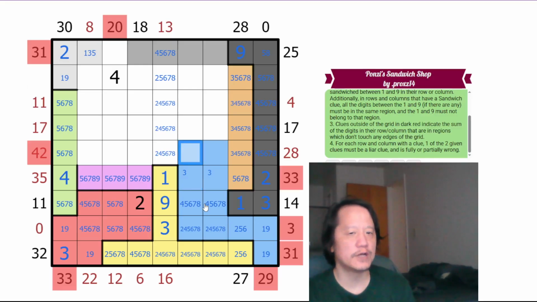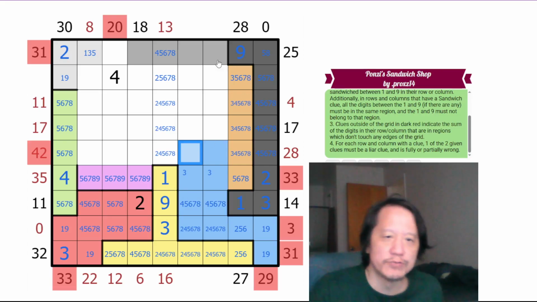So the blue cannot be 1, 2, or 3. It's at least 4. So we have at least 4, 5, and 6, which adds up to 15 in row 5, which are part of the blue, the green, and the dark regions. Oh yeah, let's continue with what I was thinking.